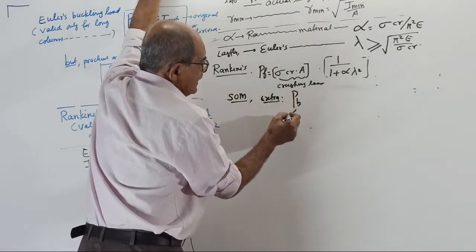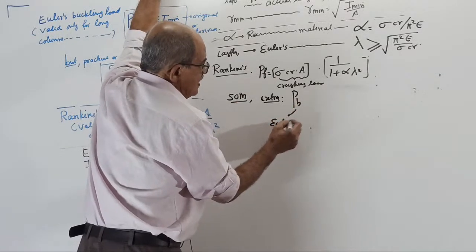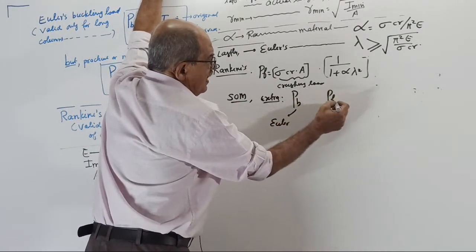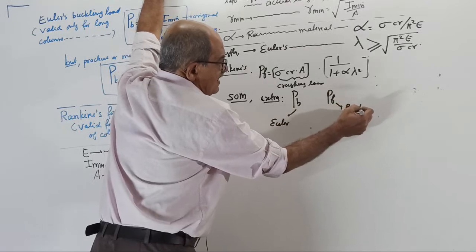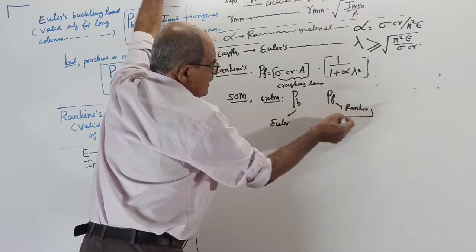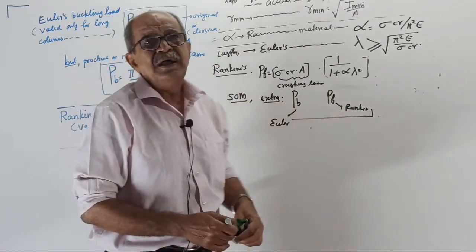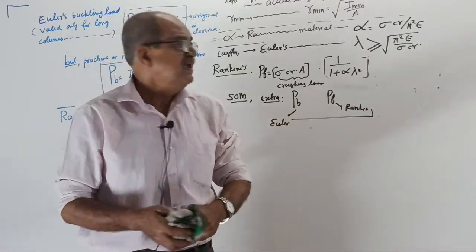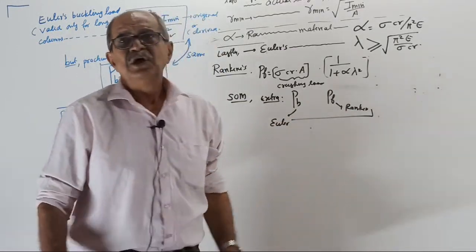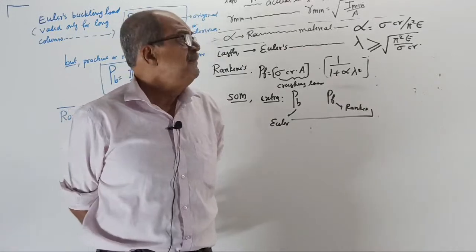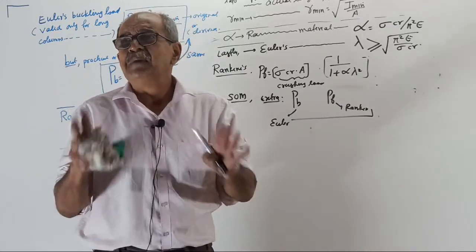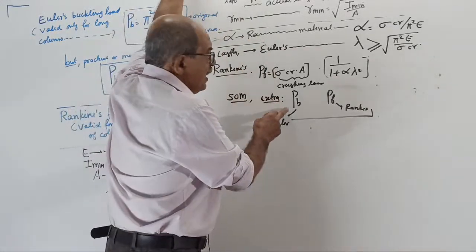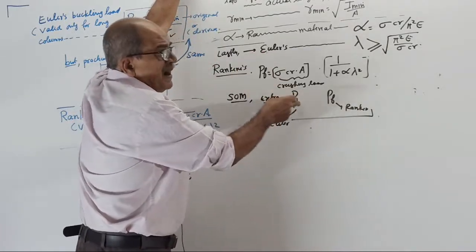PB as per Euler or PF as per Rankine. What is that one? If the column is very long, the column fails by buckling. If the column is very short, the column fails by crushing. If it is via media, it fails by a mix of both. So, if you apply Euler's formula, you get the buckling load.